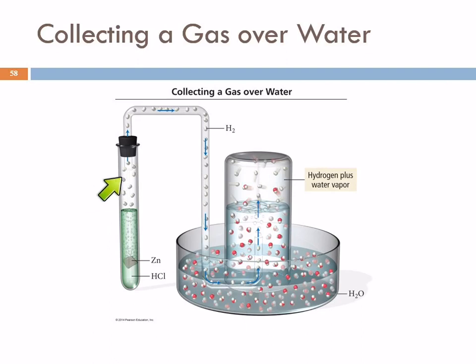The hydrogen gas is going to expand and try to escape, and we're forcing it to go through this tubing under the water in this dish and allowing it to escape into this inverted cylinder. So the gas will bubble up, and as it fills up this space, it will displace the water.